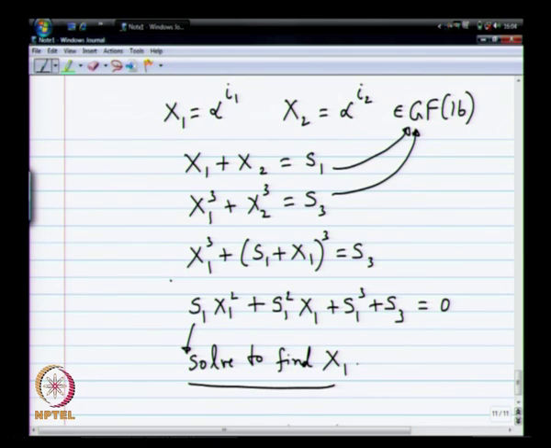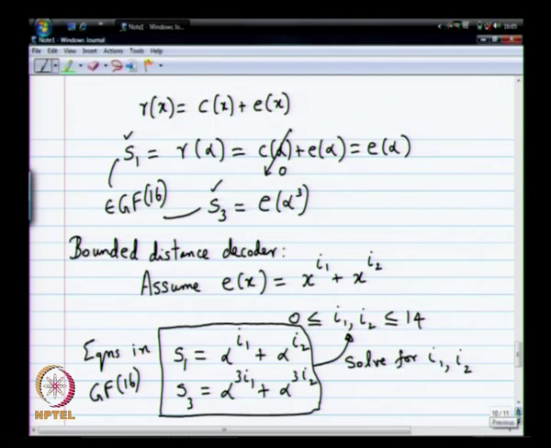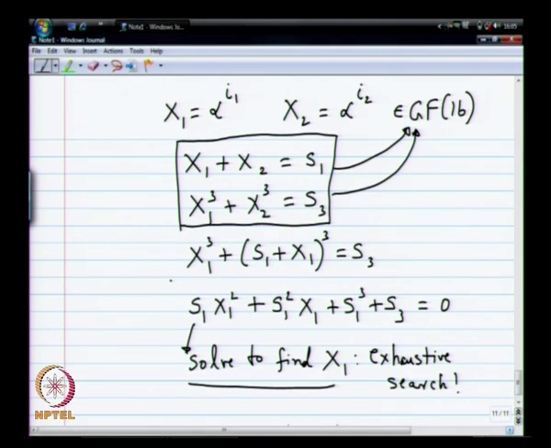One easy way of solving is to brute force search, for instance, exhaustive search. That is one way of solving this equation. So what I want to highlight is these kind of equations are critical. You can see why ultimately for an arbitrary BCH code with an arbitrary error correcting capability, you will ultimately get an equation of this kind.